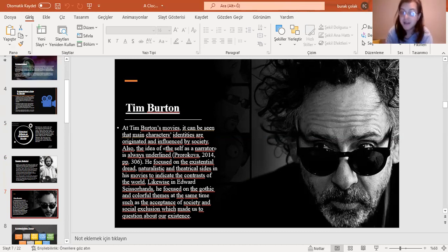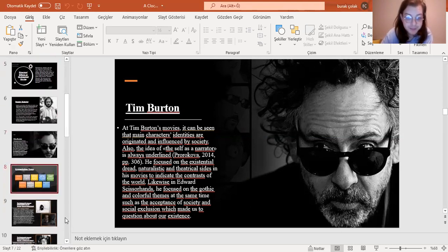Likewise, in Edward Scissorhands, he focuses on the gothic and the colorful themes at the same time, like the dress of Edward, and the colorful houses and wandering acts of the people. And also he focused, at the same time, on the acceptance of society and social exclusion, which made us question our existence.